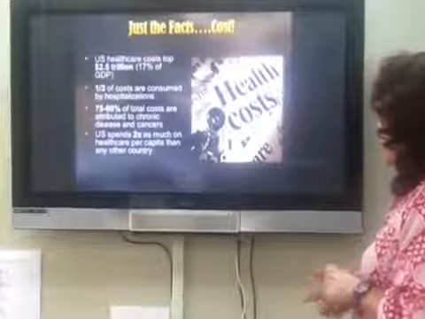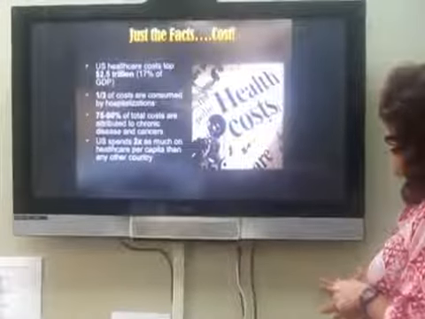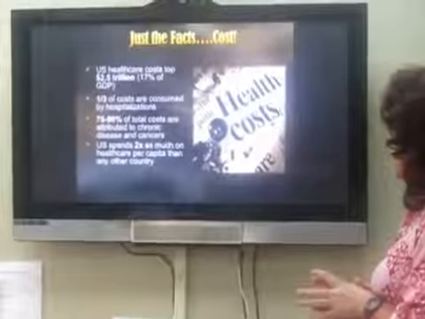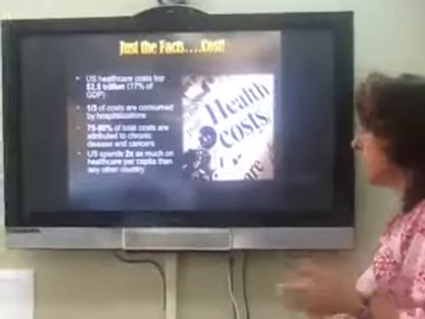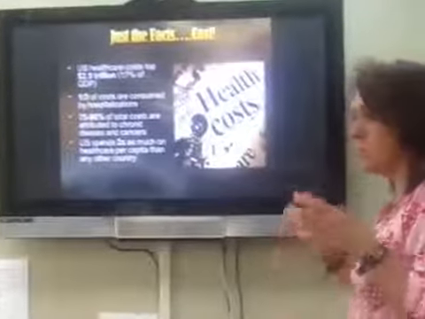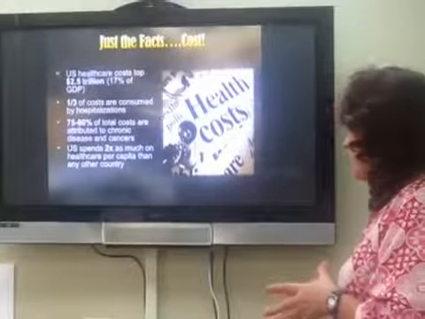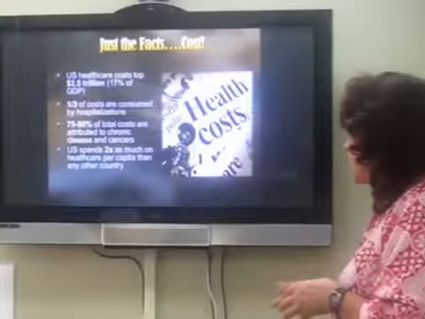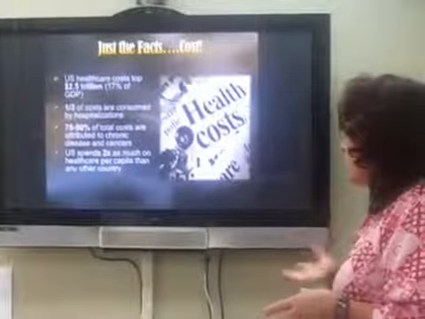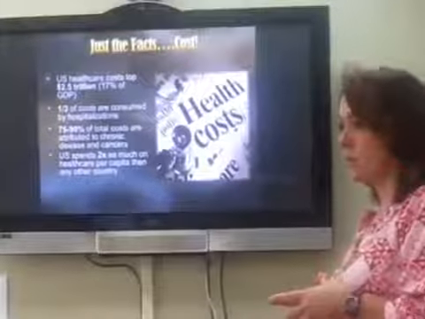U.S. healthcare costs $2.5 trillion, or actually that's our deficit right now for healthcare. One third of the costs are consumed by hospitalizations. Healthcare includes more than just hospitalizations, but we're specifically focusing on inpatient hospitalizations. 75 to 90% of total costs are attributed to chronic diseases and cancer. And also, the U.S. spends twice as much on healthcare per capita than any other country.